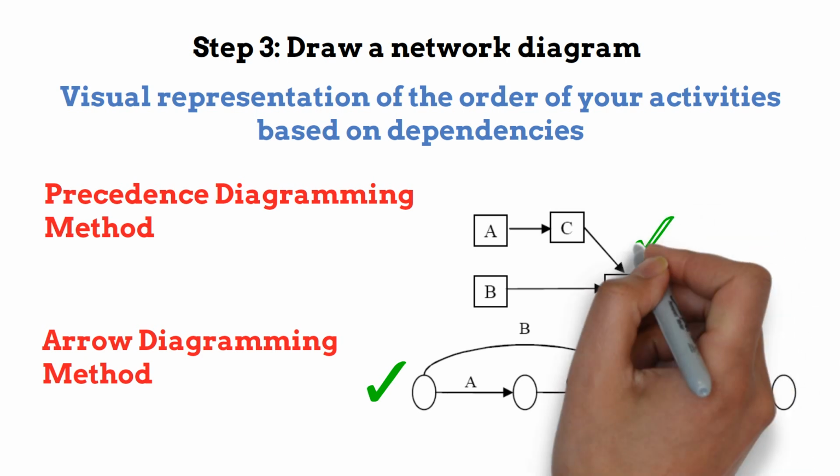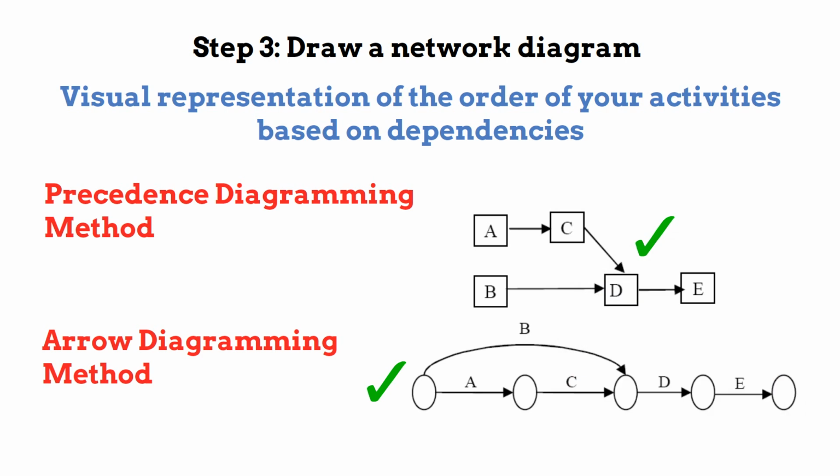In the precedence diagramming method, activities are represented by nodes, which are connected through arrows. These arrows show relationships between activities. This is an example of both types of network diagrams. The upper figure is the precedence diagramming method and the lower one is the arrow diagramming method.